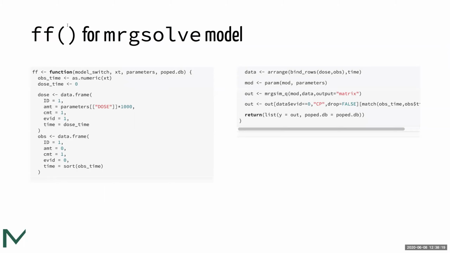So this is the FF part of the model. FF, I think, is a naming convention to specify the structural model. So we're going to set up a dosing object and an observation object, and feed them into this mrgsim function, which does the actual simulation. This is the function from mrgsolve.